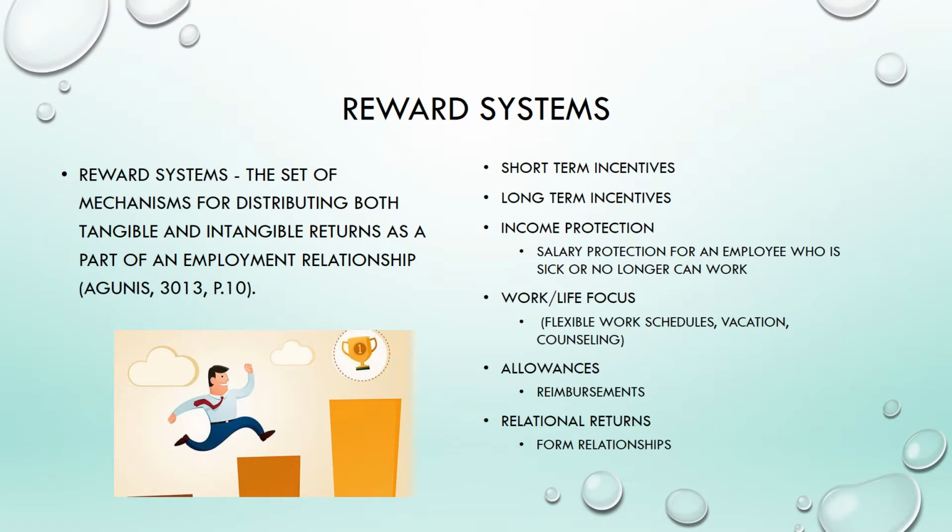The final key point is reward systems, and this is the set of mechanisms for distributing both tangible and intangible returns as a part of an employment relationship. So some of these rewards can be short-term incentives or long-term incentives. Income protection, which helps protect an employee's salary if they're sick. Work-life focus or work-life balance, which is flexible work schedules, vacation, counseling, allowances. Can they get reimbursements for using their own vehicles? And relational returns, which are forming relationships.